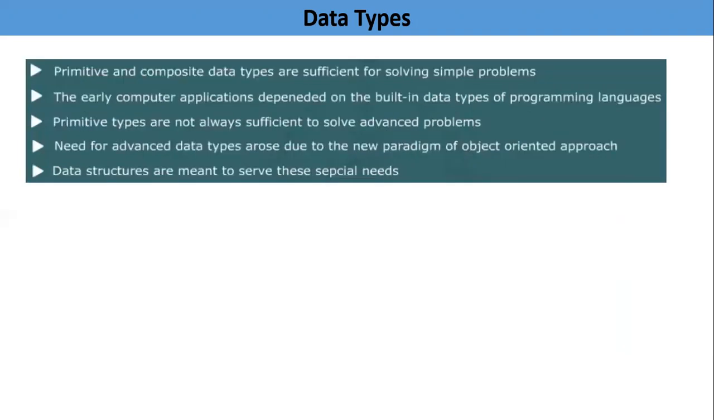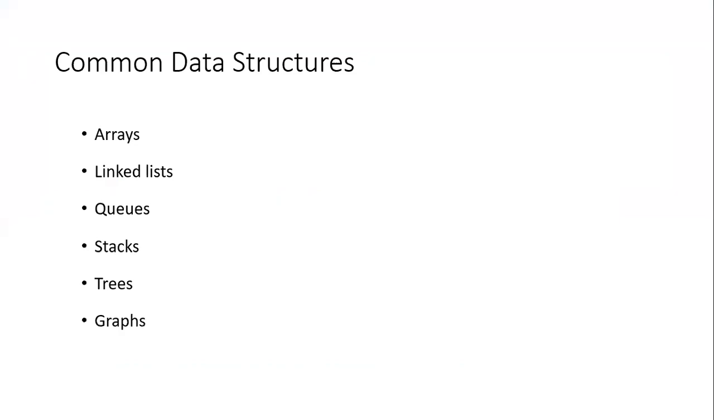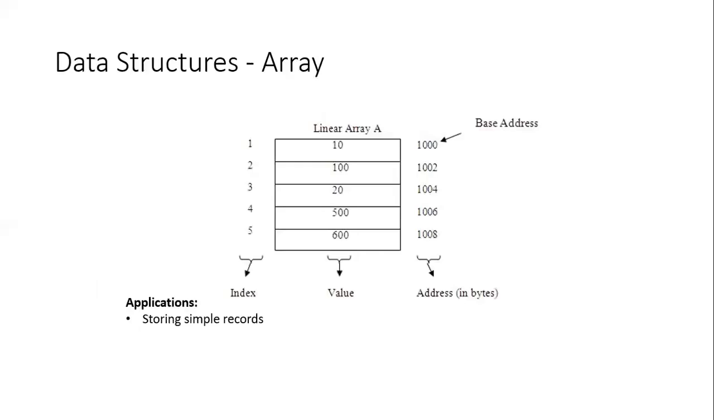Primitive and composite data types are sufficient for solving simple problems. The early computer applications depend on the built-in data types of programming languages. Primitive types are not always sufficient to solve advanced problems. The need for advanced data types arose due to the new paradigm of the object-oriented approach. Data structures are meant to serve these special needs. Common data structures are arrays, linked lists, queues, stacks, trees, and graphs.